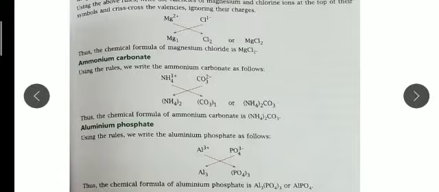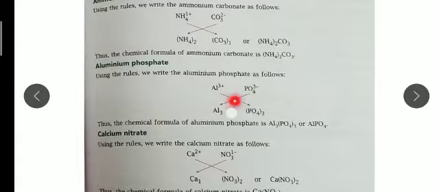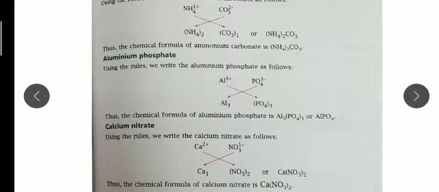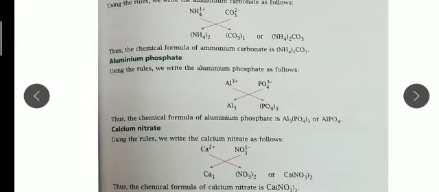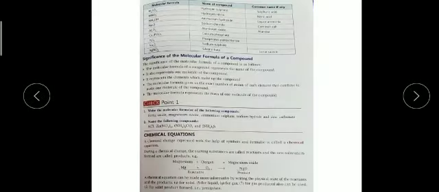Same for aluminium phosphate: aluminium is 3 plus and phosphate is 3 minus. So the phosphate valency will go to aluminium and the aluminium valency will go to the phosphate. Both have the common valency 3, so we don't write the common factor, we have to remove it. So the formula will become AlPO4, which is correct. Then for calcium nitrate, calcium has 2 valency and nitrate has 1. After crisscrossing we will get the formula Ca(NO3)2. So this is the chemical formula for calcium nitrate. So like this, remember the 4 rules.